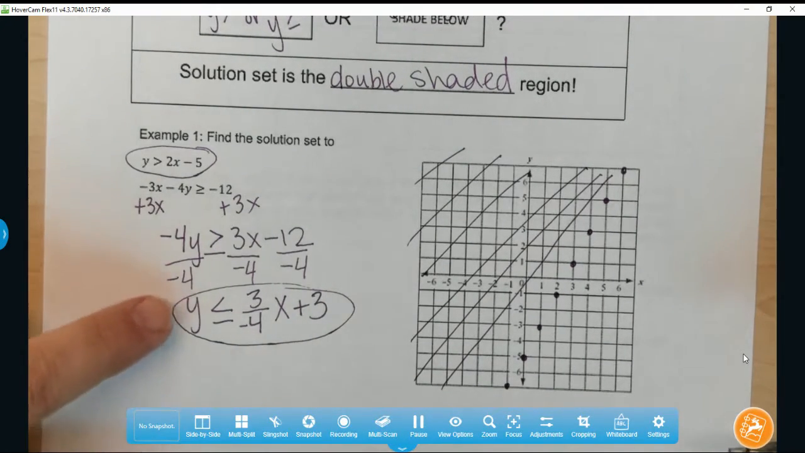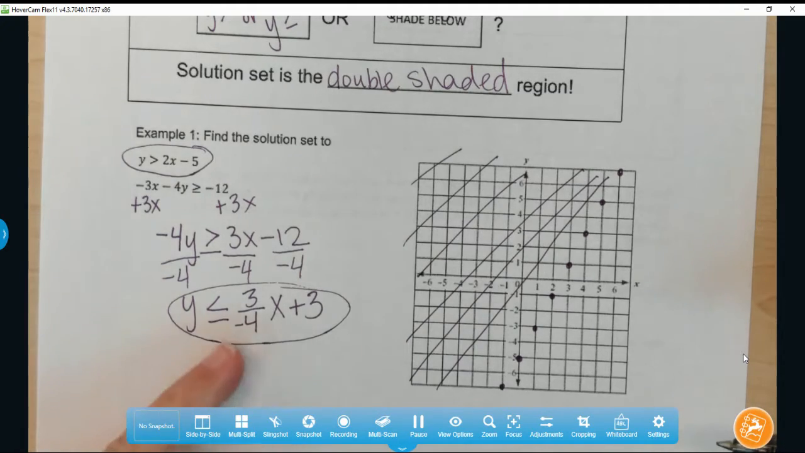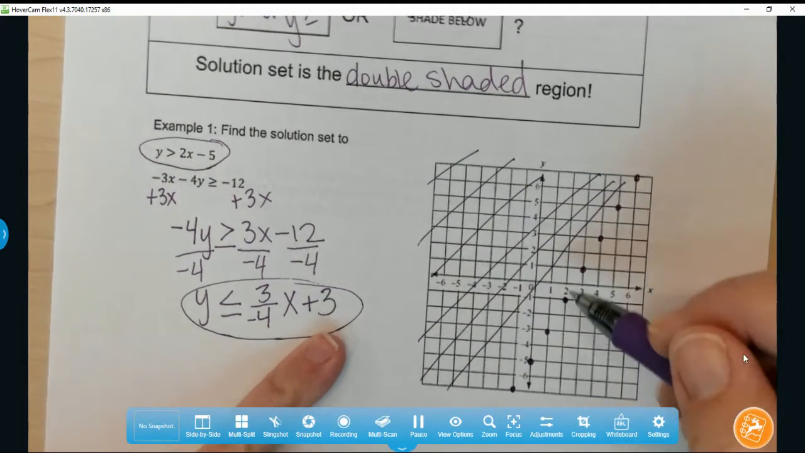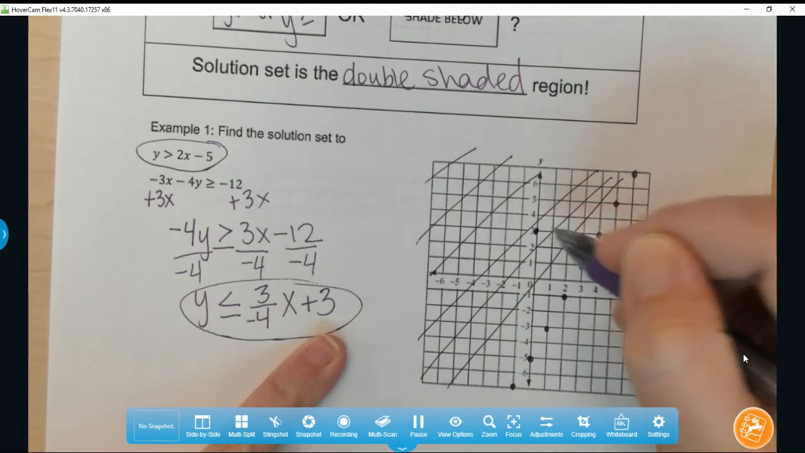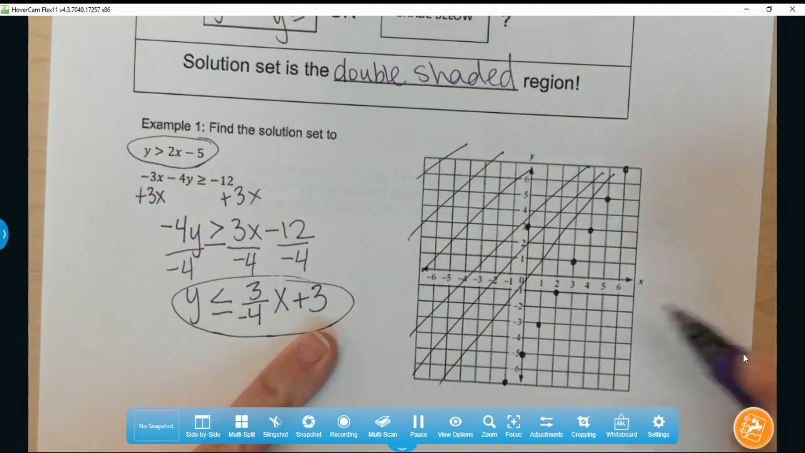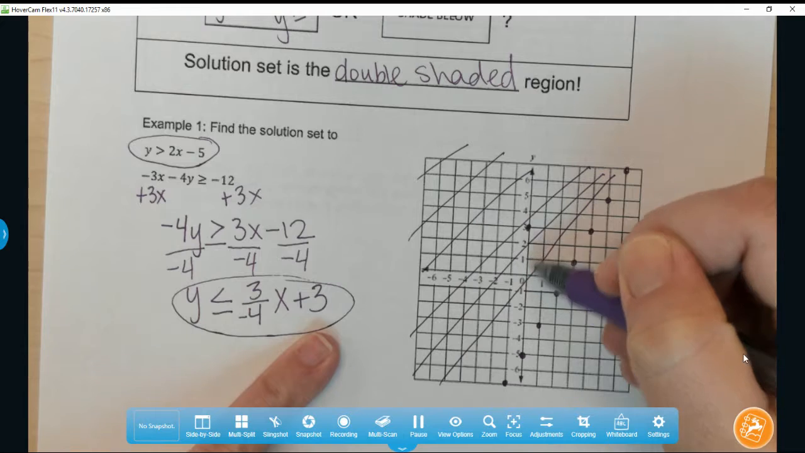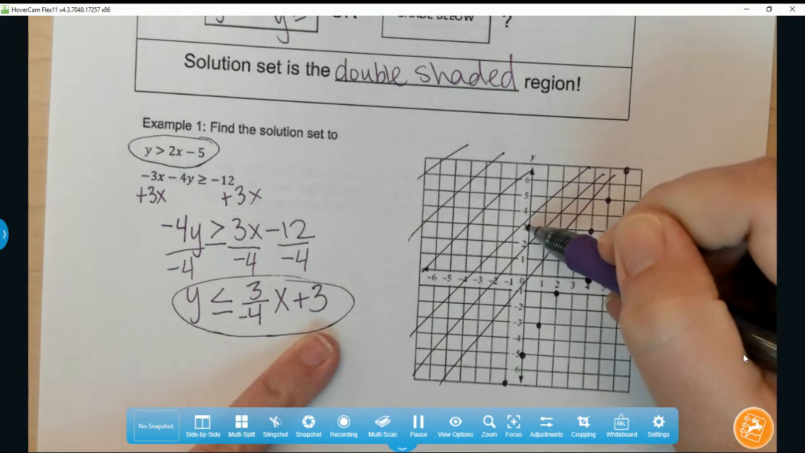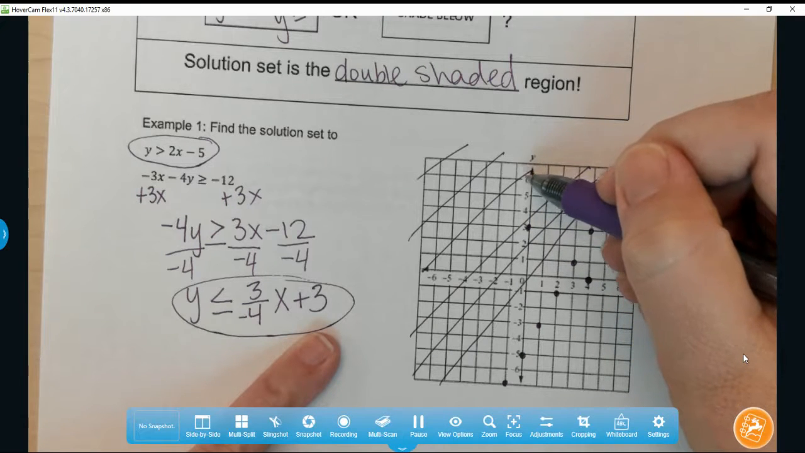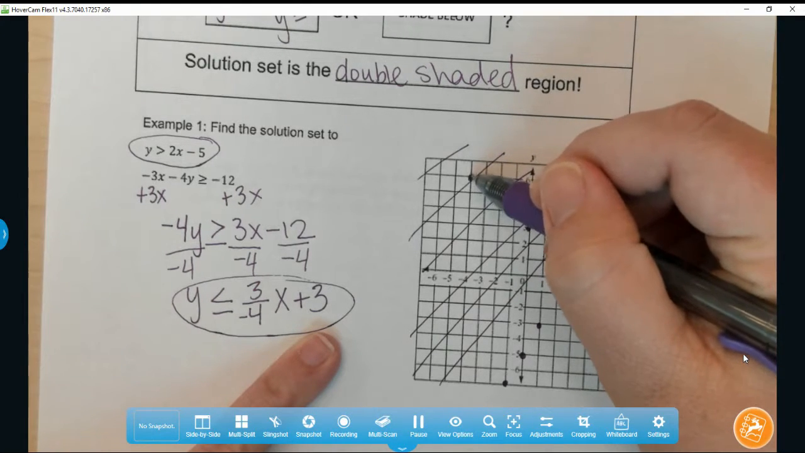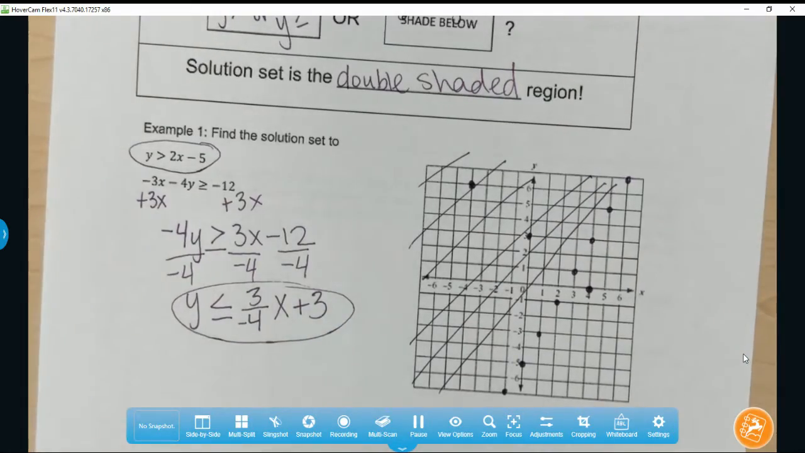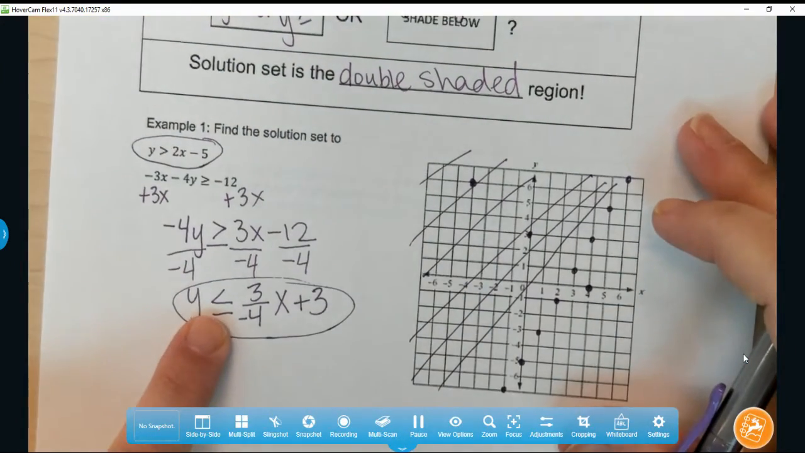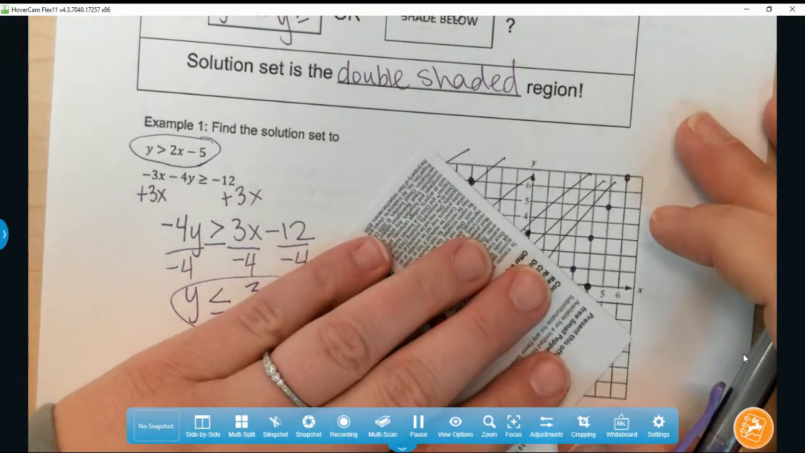Now my second inequality, y is less than or equal to negative 3/4 x plus 3. My y-intercept is 3. My slope is negative 3/4. That means we're going to have to go one direction and then the other. Meaning, if I go down 3, I'd have to go to the right 4, or if I went up 3, I'd have to go to the left 4, so that my line is decreasing. This one will be a solid line, so go ahead and connect those points together.